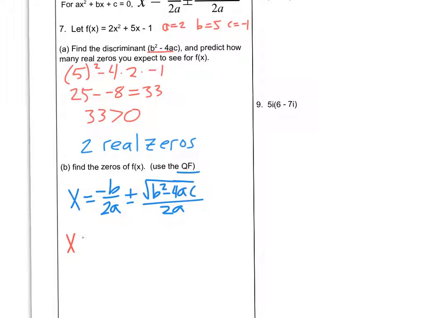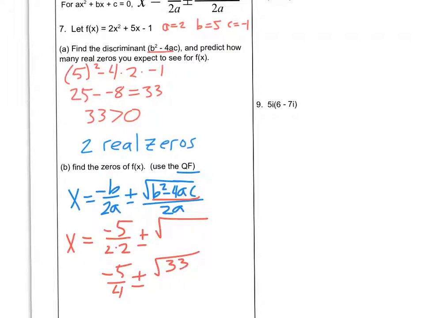So when we plug stuff in, we get negative 5 over 2 times 2, which is going to be negative 5 fourths, plus or minus the square root of b squared minus 4ac. Hey, that's the discriminant. We just did that. So we can do square root of 33 instead of having to calculate that twice. And then we end up with 2 times 2 on the bottom again, which is 4. There is no clean square root of 33, so we can leave it as is and call it a day.